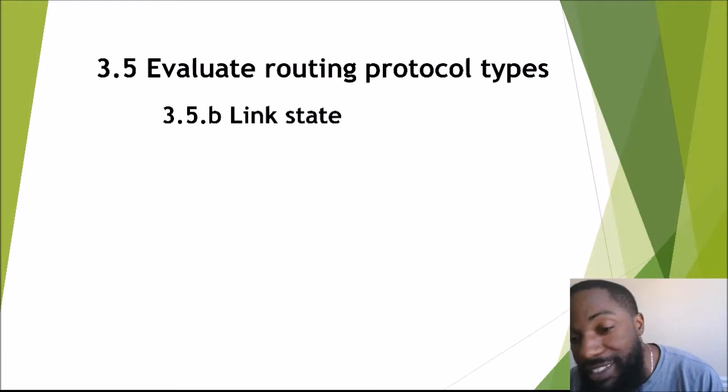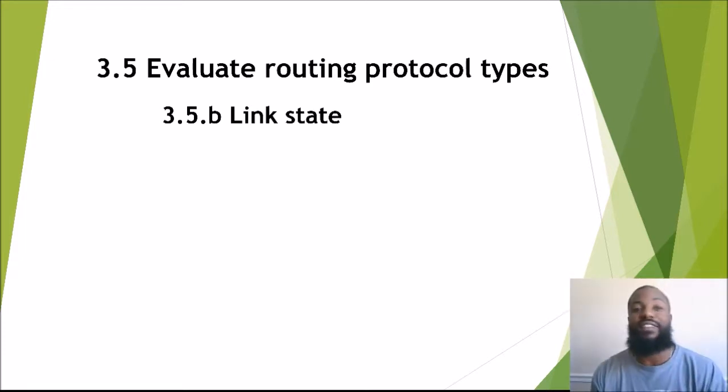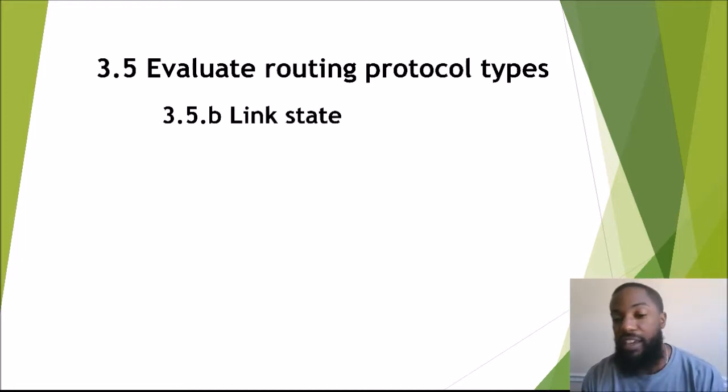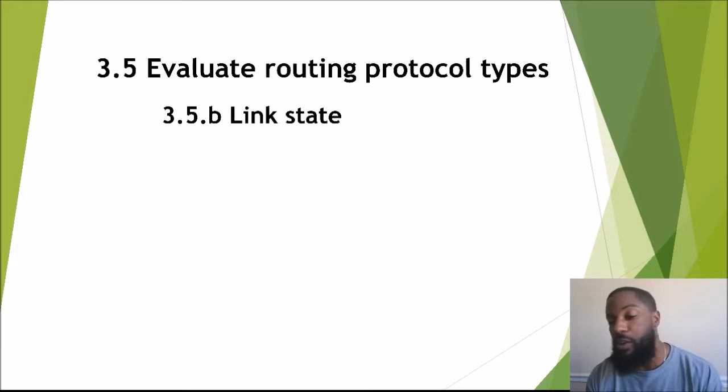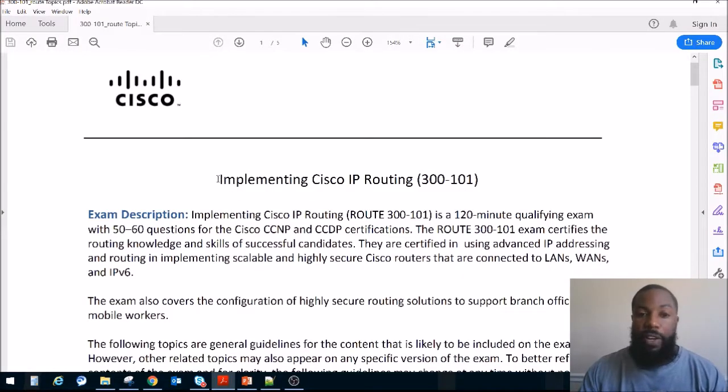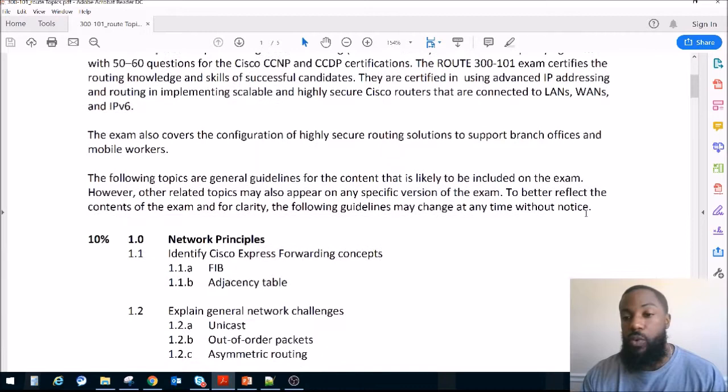And today's topic is subsection 3.5b, link state. This is a subsection on the objective 3.5, evaluate route and protocol types. This is a topic in the CCNP route exam, exam code 300-101, version 2.0. Let's take a look at the exam blueprint to see where we came from and where we are headed. This exam blueprint, implementing Cisco IP routing, also known as the CCNP route exam, exam code 300-101.